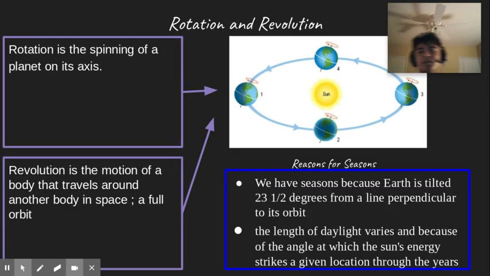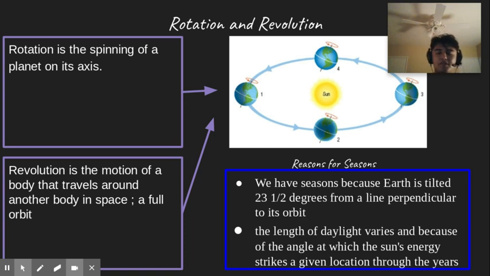And right here, I'm going to be explaining rotation and revolution. Rotation is basically the spinning of a planet on its axis, as you can see in the photos. Revolution is the motion of a body that travels around another body in space in a full orbit. Usually, our planet's orbit is not straight; it orbits at an angle. And this actually explains the reason why we have seasons.